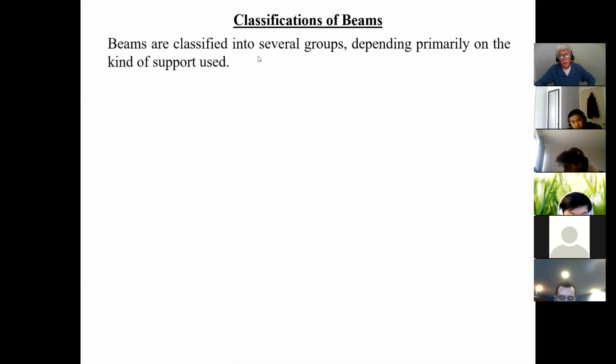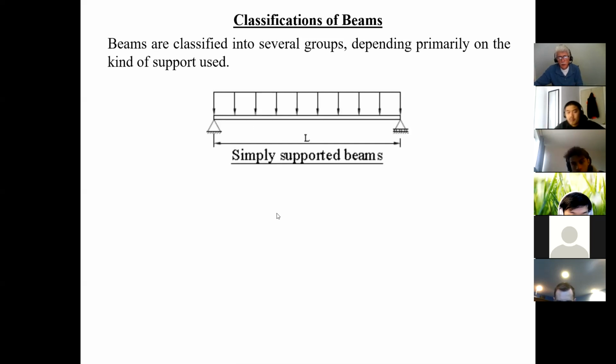Now, when you're looking at beams, sometimes you'll hear certain classifications of beams, the ones that you've been working with constantly in physics and that you're going to see in most of your life. Beams are classified into several groups depending primarily on the kind of supports used. The first and most common one is this. When we say something is simply supported, what that means is that we have a pin here and we have a roller there.